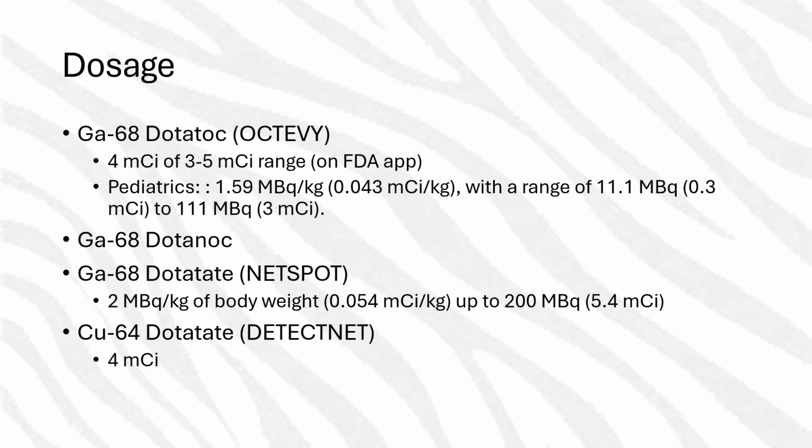Now, the dosage is very dependent on the radionuclide that's being used. For gallium-68 DOTATOC, it's 4 millicuries typically, but the range is 3 to 5. For children, for that one, it is typically a weight-based dose. DOTA-NOC is very similar to DOTA-TATE. DOTA-TATE for gallium is about 5.4 millicuries, but there is a weight-based calculation for that as well. And then for copper-64 DOTA-TATE, it is a dose of about 4 millicuries.